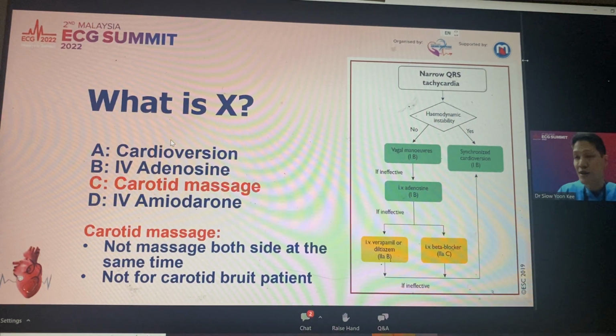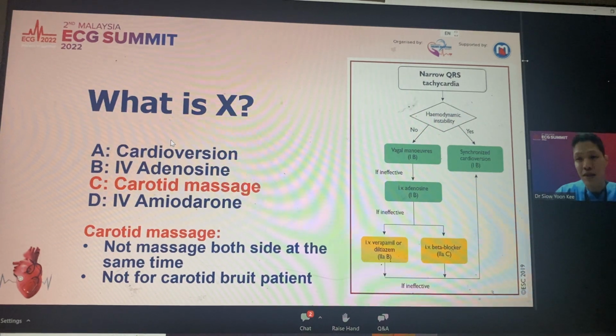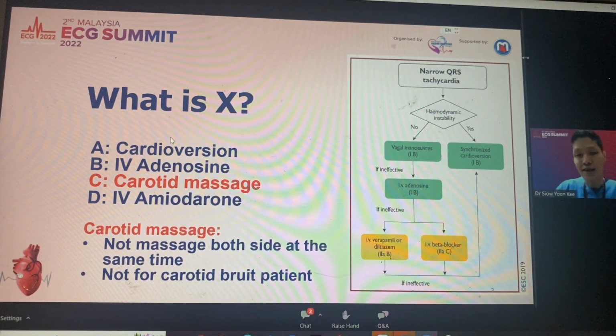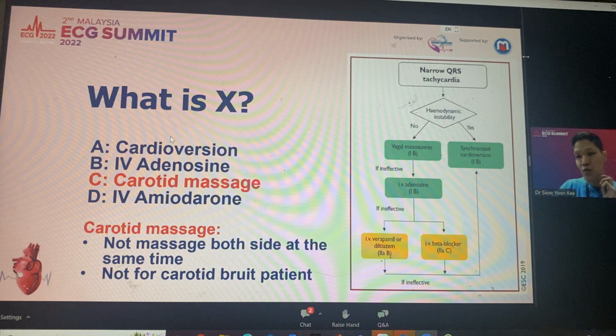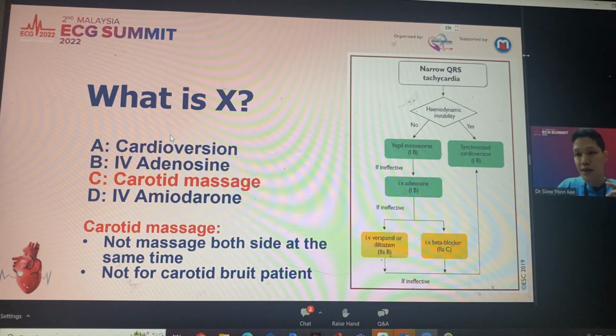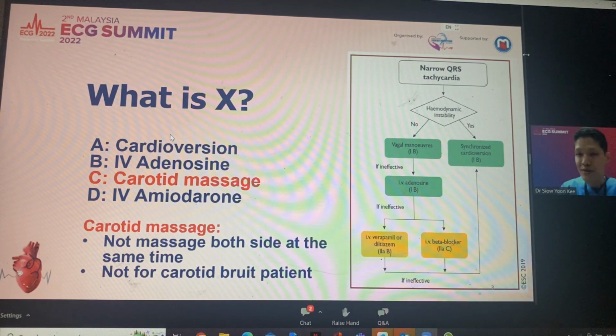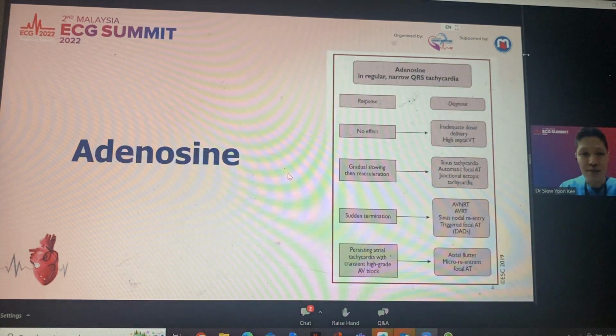It will cause hypoperfusion of the brain. The patient might collapse. Another thing is, before you apply the carotid massage, make sure there's no bruit over the place that you're going to massage. If there's a bruit, it means there is a stenosis over that particular vessel, so if you massage it, you might cause the patient to have a stroke. So bear in mind these 2 things. All right, let's move on.